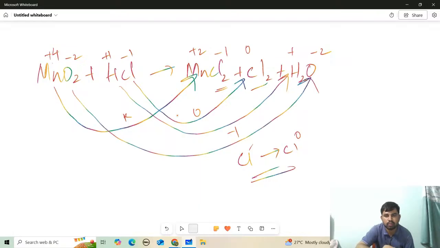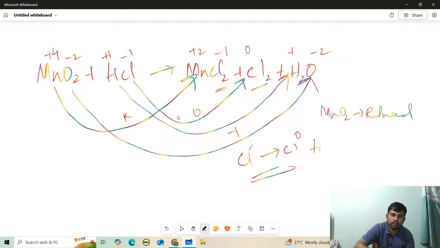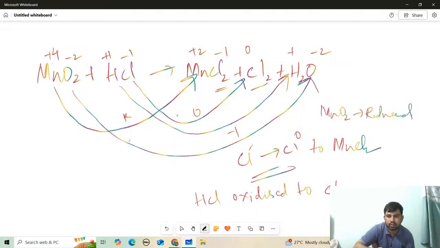No change. So I can write MnO2 reduced towards MnCl2. Similarly, I can write HCl oxidized to Cl2. Remember, okay. So these kinds of things will be there. Be careful, you should see the equation, then where to where.